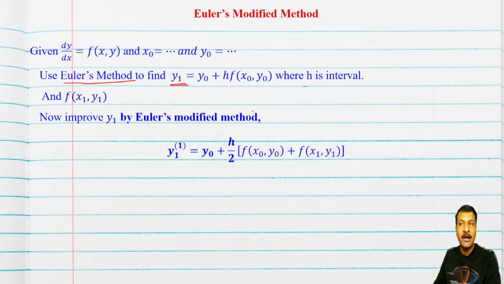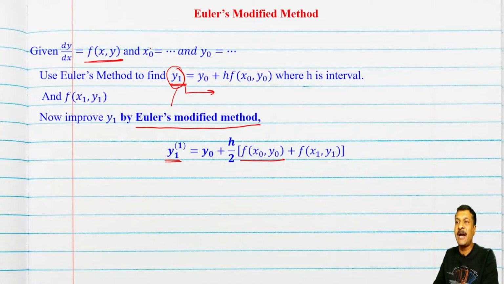But by Euler's modified method, I can improve this y1. It means it is very close to the perfect answer. So what is this method? This y1 we have to improve by the formula: y1 equal to y0 plus h by 2 times f of x0 y0 plus f of x1 y1, where x0 y0 are initial values, and now take x1 and y1. y1 is this value. I can say it is the 0th one, that is, y1 at the initial position by Euler's method.